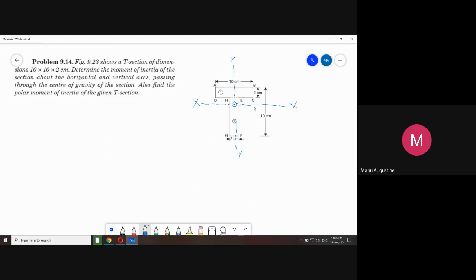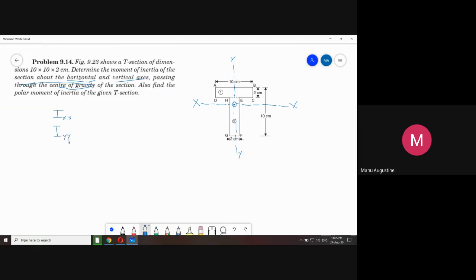Now, since both these axes are passing through the centroid, both of them are centroidal axes. And as mentioned in the question, passing through the center of gravity, horizontal and vertical axis. So this xx is the horizontal centroidal axis and yy is the vertical centroidal axis. So we have to find the moment of inertia Ixx of the complete section, and again we have to find a new moment of inertia but about yy.